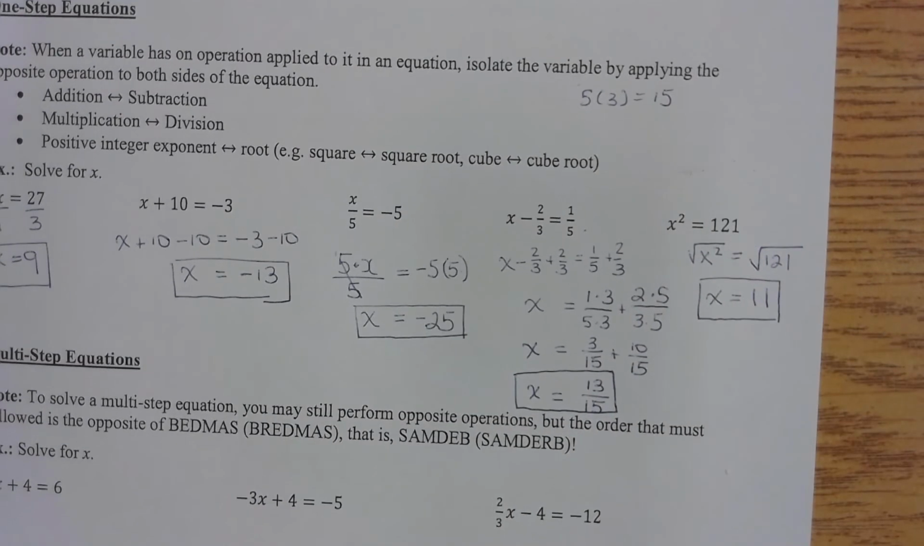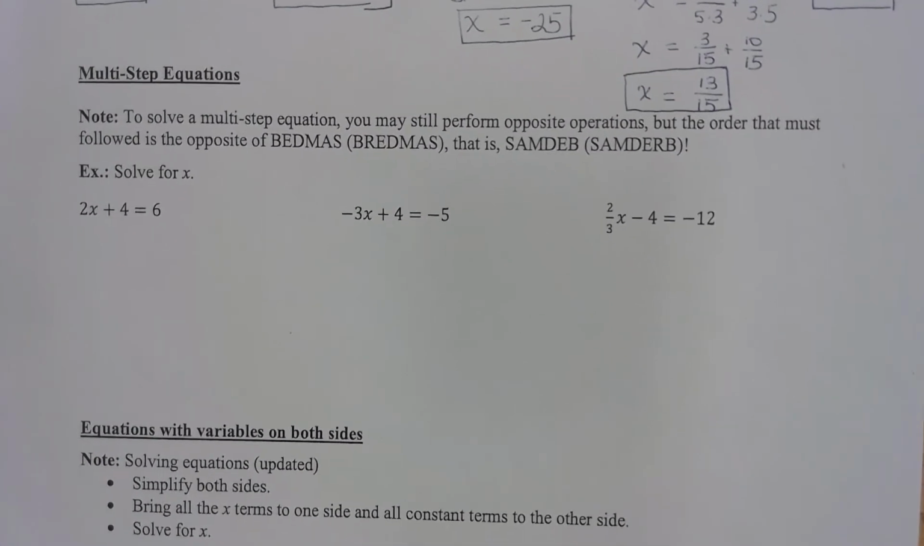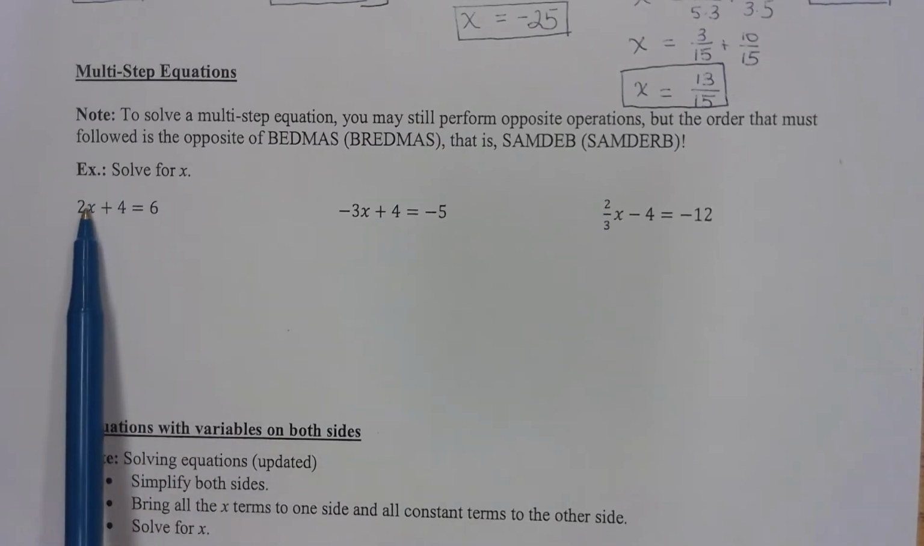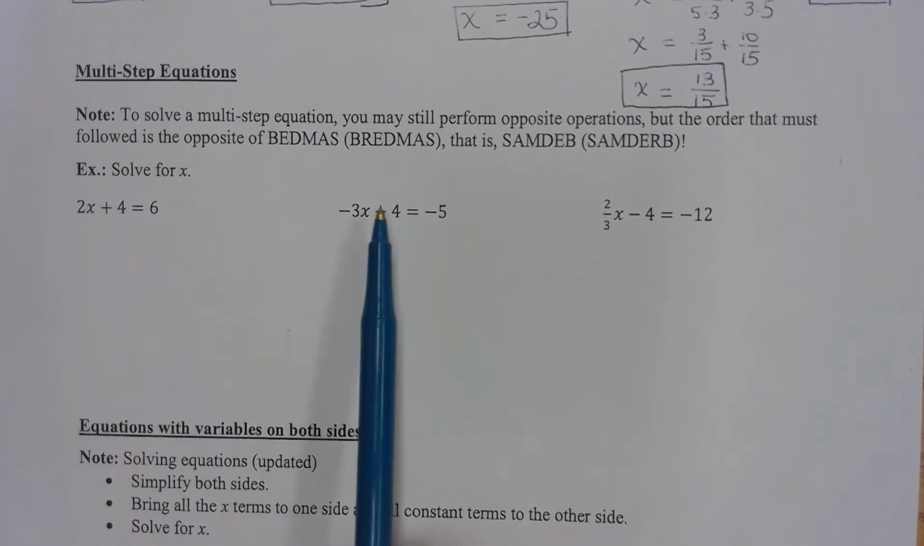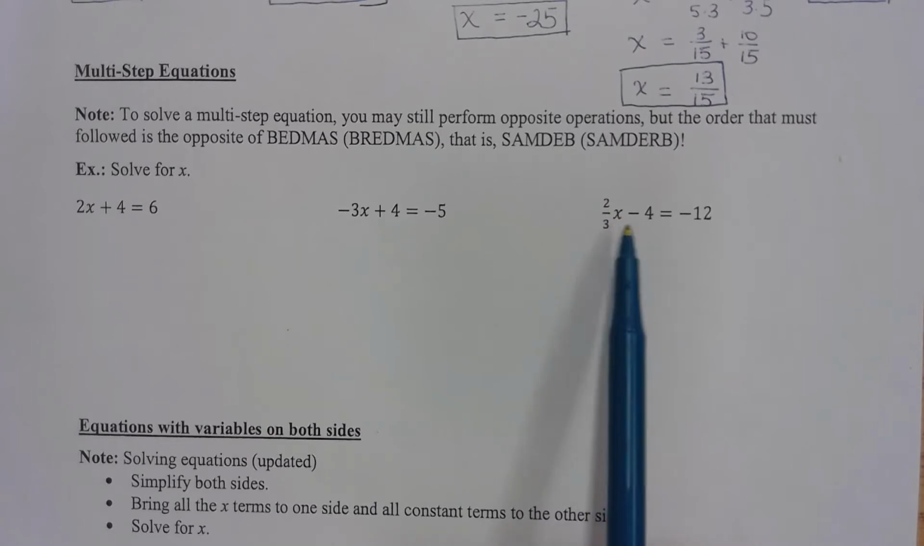All right, so moving on. Multi-step equations. The only difference between single step and multi-step is now there are two operations happening to x. So we're multiplying x by 2, and then we're adding 4. And on this side, we're multiplying x by negative 3, and then we're adding 4. And here, we're multiplying x by 2/3, and then we're subtracting 4.